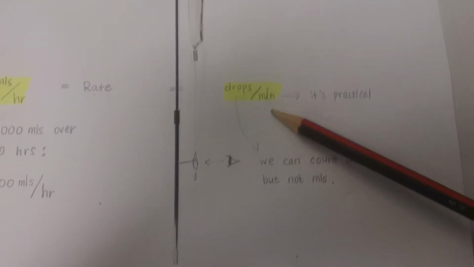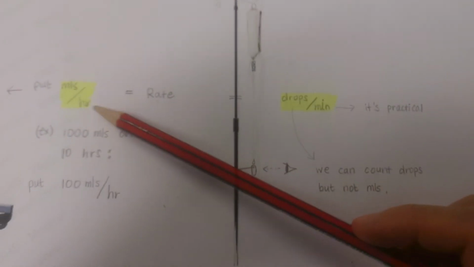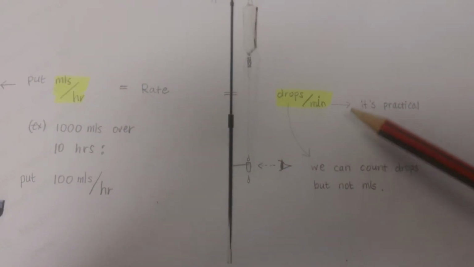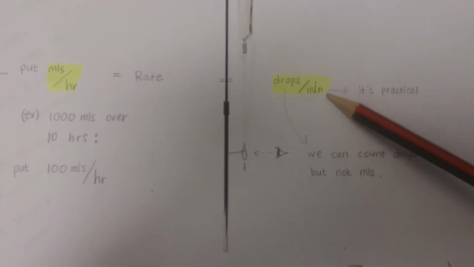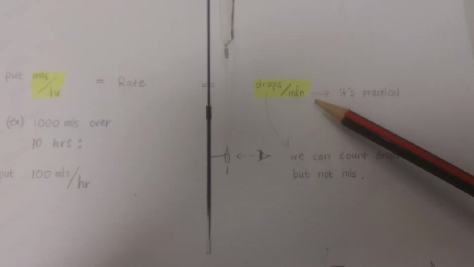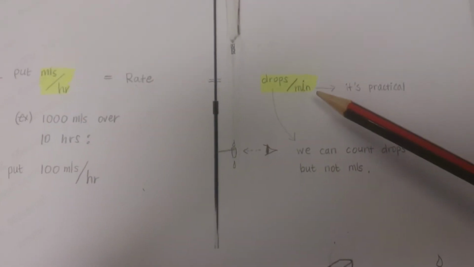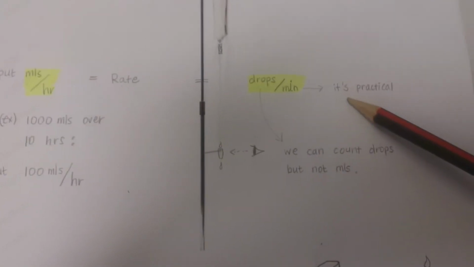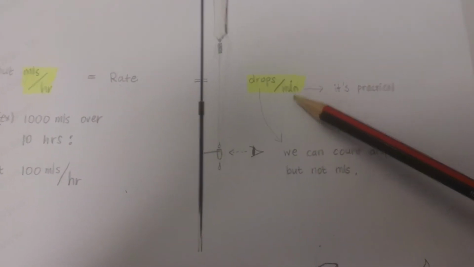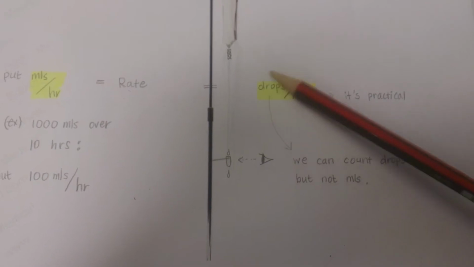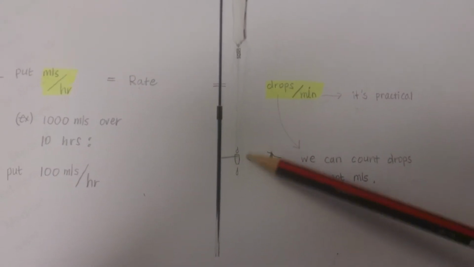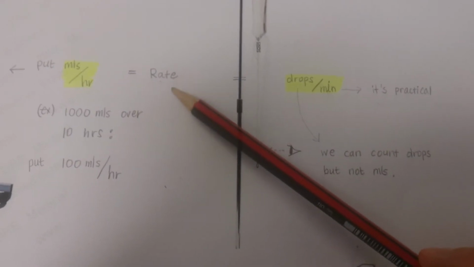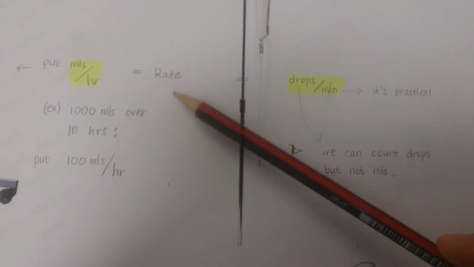Why do we do minutes? Not like here, it has mLs per hour. Here it has drops per minute. Why do we do a minute? Because we don't want to stand there for an hour and count the drops. So it's practical for us to just stand there and count for 1 minute how many drops have gone through. It's just a way for us to tell the rate the fluid is running to the patient.